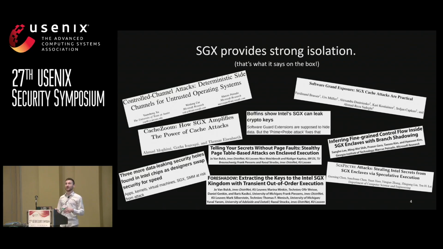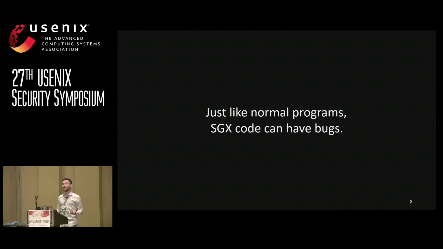I'm going to talk about something a little less exotic, but SGX code is just normal code, actually. It just runs inside of an enclave, and it can have bugs. Especially we're interested in memory corruption errors. So if we have a memory corruption error inside of the enclave, what are the consequences? What can we do? And how can we mitigate against that?